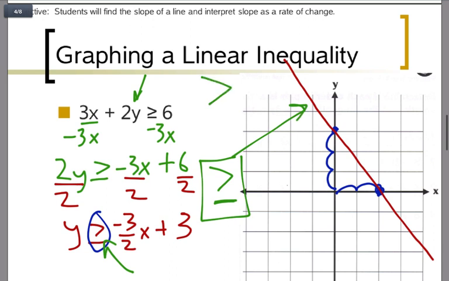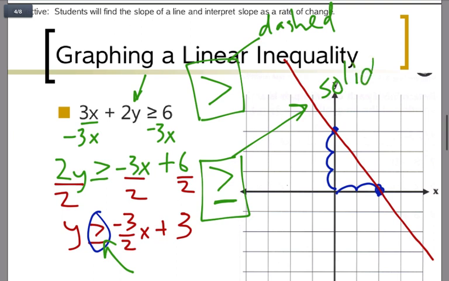If it was just greater than with no line underneath, I would use a dashed line. So it does make a big difference. This one here is solid. The next thing I have to think about is whether y is greater than or less than. If y is greater, like it is here, we have to shade a certain direction. If y is less than, like if I had something like y is less than up here at the top left, this would be shade below.